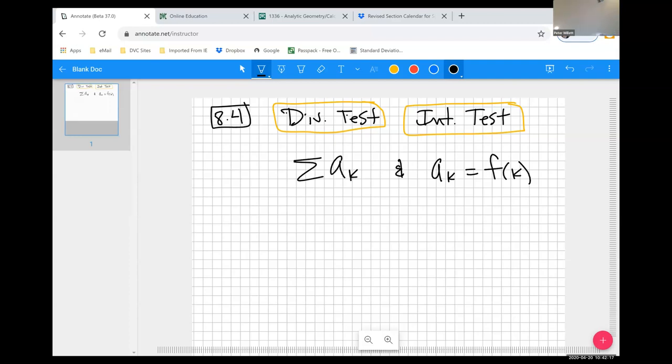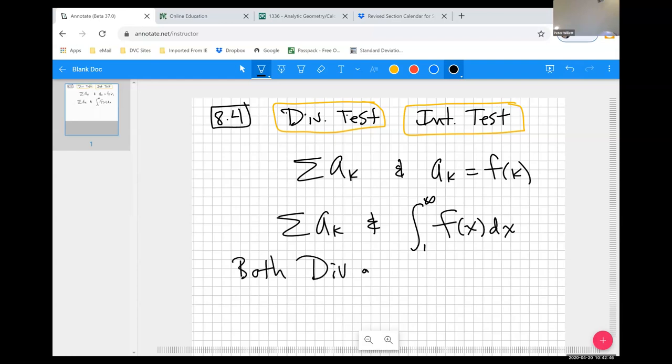So if you have a series of a sub k's and a sub k is equal to function values, where the function values, for x being positive is a positive decreasing function, then the series of a sub k and the integral from 1 to infinity of f of x dx both diverge or converge together.